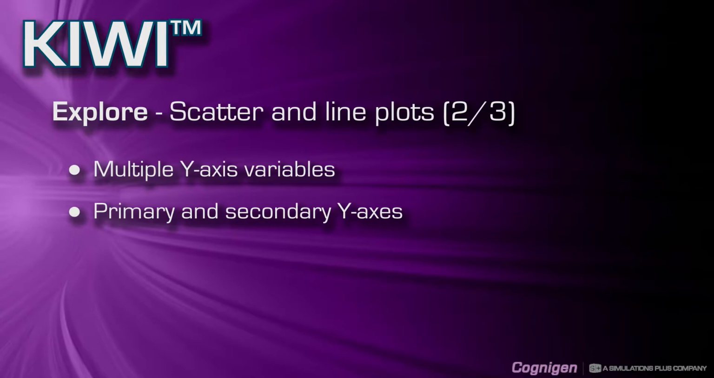This is the second video in a series of 3 dedicated to the creation and customization of scatter and line plots in KIWI Explorer. In this video, I will show how you can use multiple y-axis variables to create a scatter and line plot. And I will also illustrate how you can use a primary and a secondary y-axis to show the data for 2 different typically endpoints.